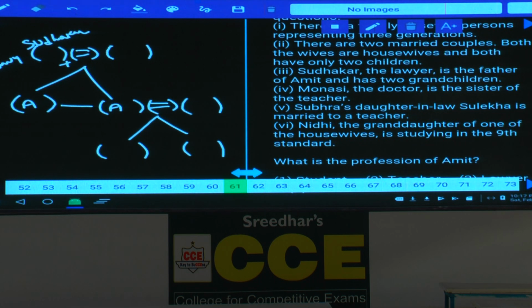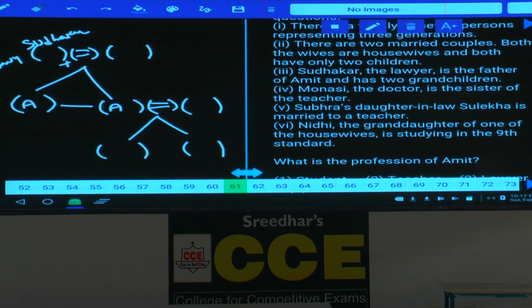Here it is not clearly known whether Amit is married or not. If Amit is married, then this Amit will have 2 children. Or if Amit is not married, Amit's sibling is married and that person will have 2 children, isn't it? Hence as of now we cannot determine the position of this Amit.